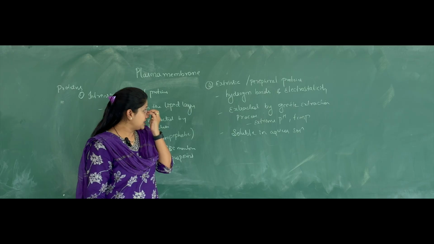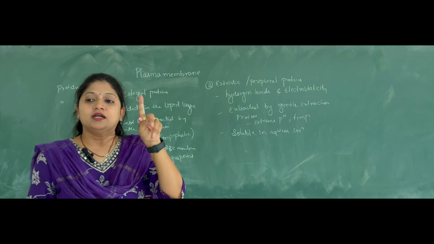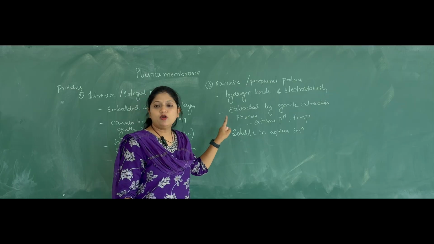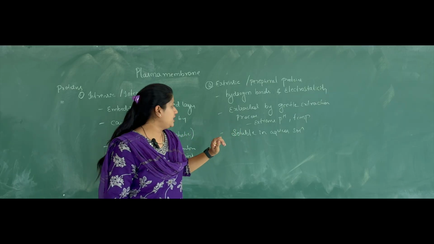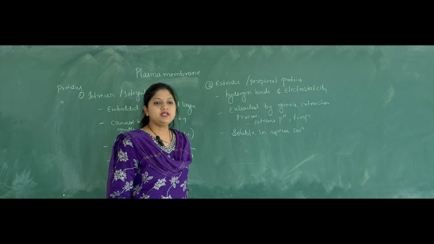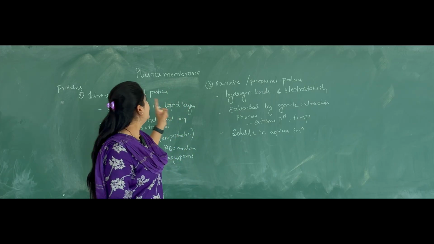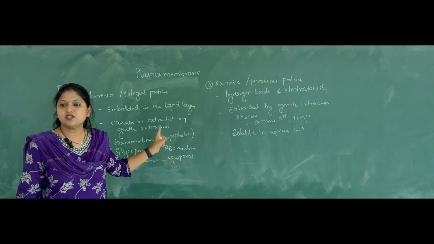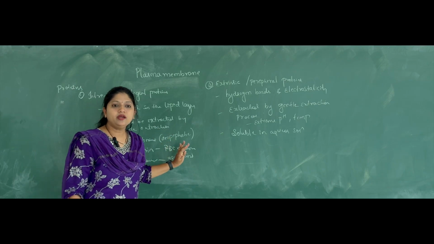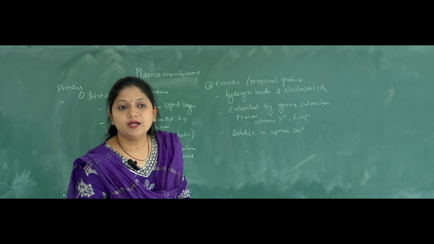So peripheral proteins, either they are bound to the outer heads of the lipids or to the internal boundaries of the lipids, bound by hydrogen bonds and electrostaticity, and they can be easily extracted by any gentle extraction process, and they are soluble in aqueous solutions. Okay, so these are the two types of proteins present in the plasma membrane. Okay, clear? So this completes the structure of the plasma membrane.